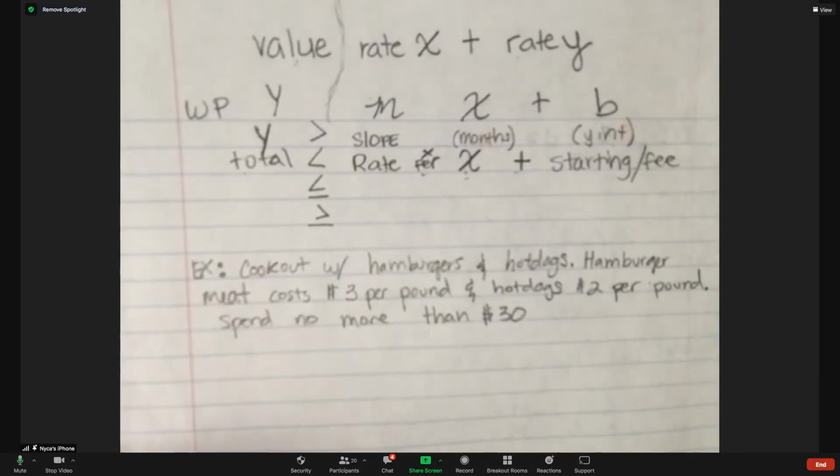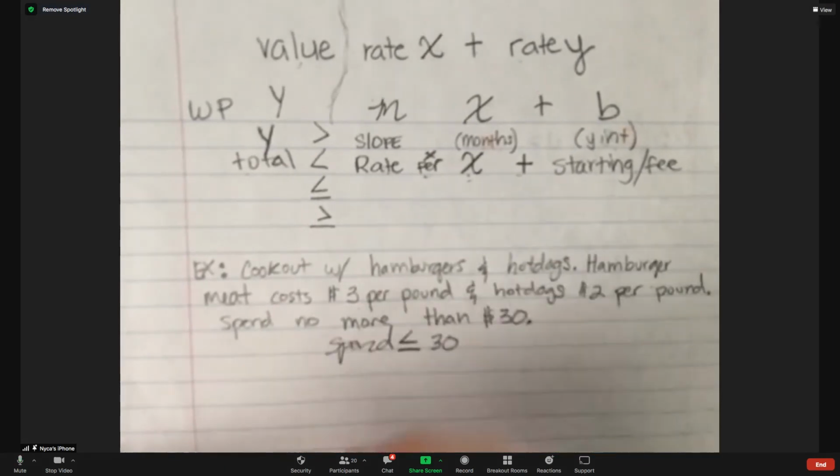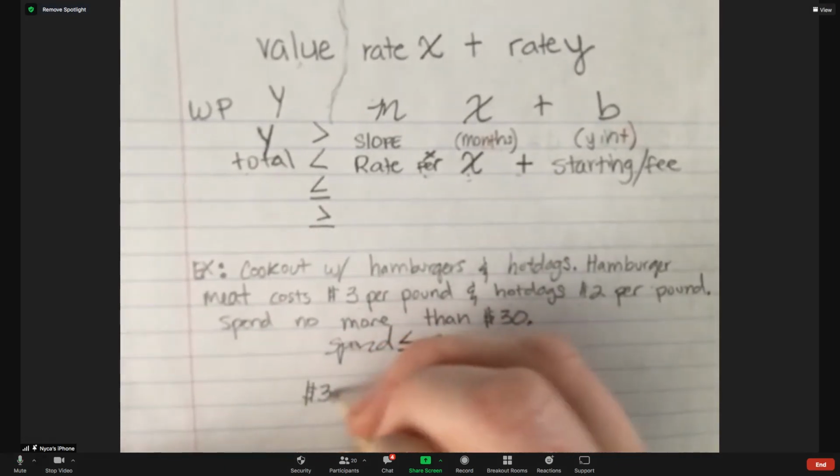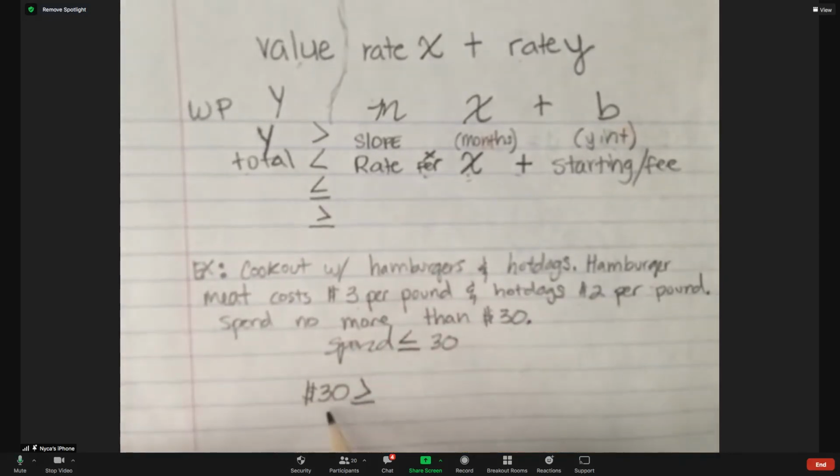So if you're going to a cookout that has hamburgers and hot dogs being served, so there's 2 different things being served. Hamburger meat costs $3 per pound and hot dogs cost $2 per pound, but you cannot spend more than $30. So $30 is how much you can spend. So $30 must be greater than or equal to, because that's the max you can spend, your hamburgers plus your hot dogs.